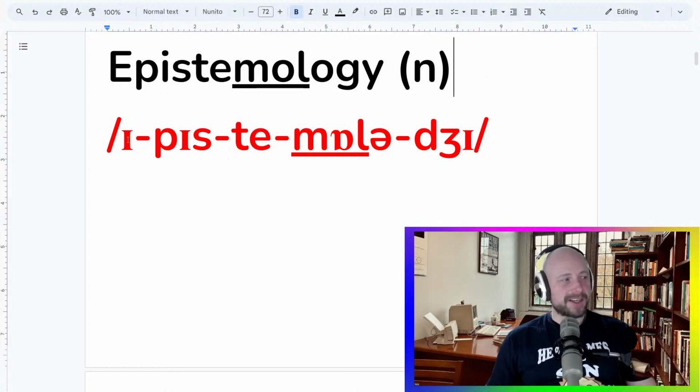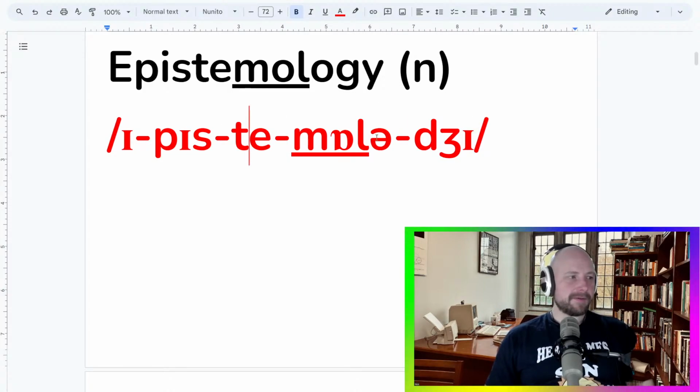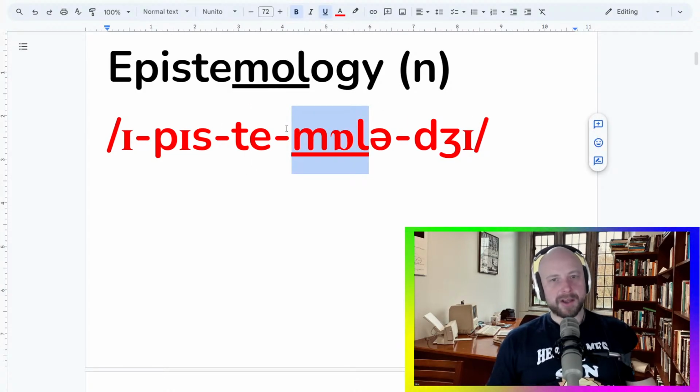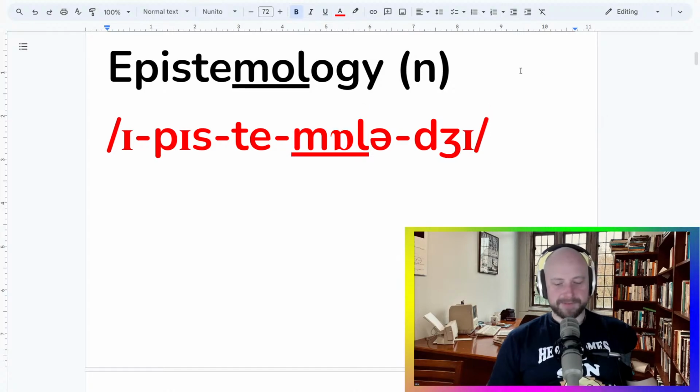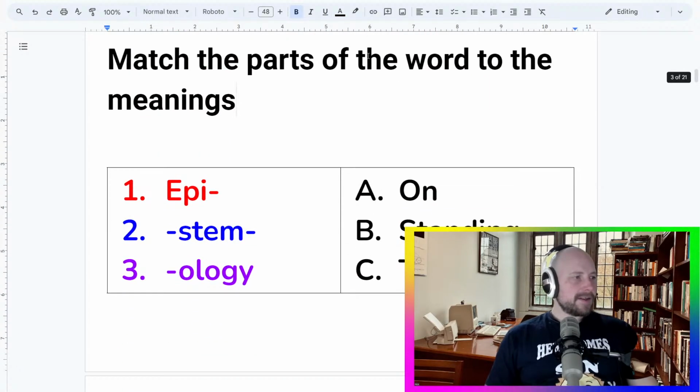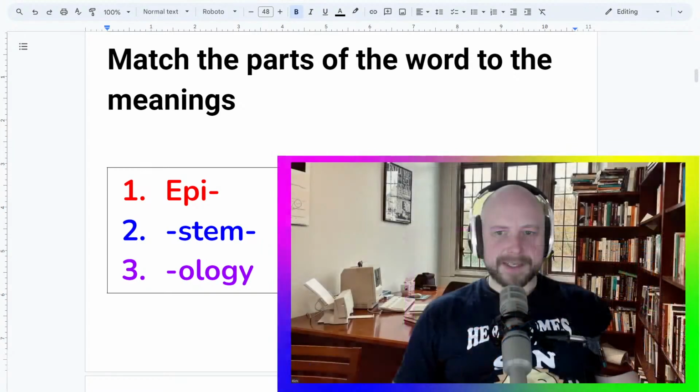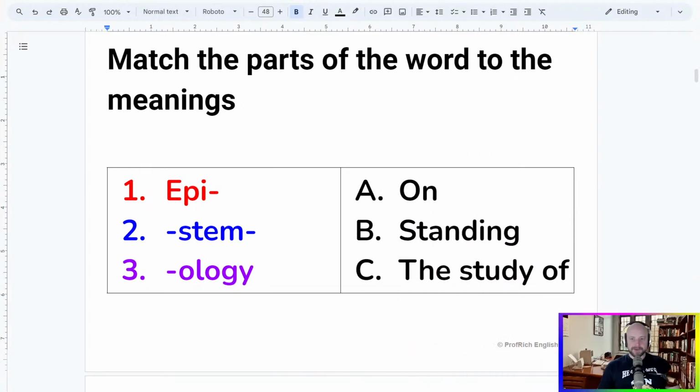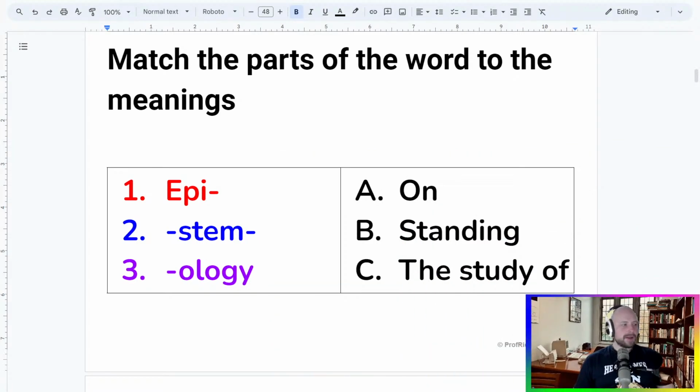By the way, pronunciation, epistemology. Epistemology. We've got the mol here, molar. Epistemology. So match the parts of the word to the meanings. Epi, stem, and ology. Quick little task for you here, chat, to get us going today.